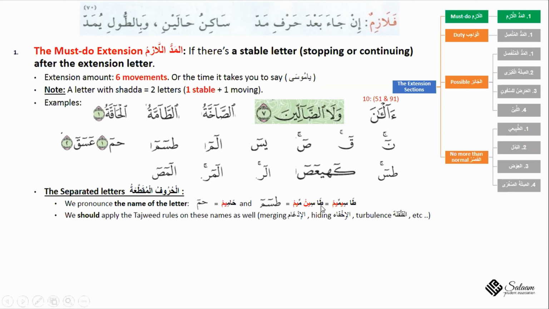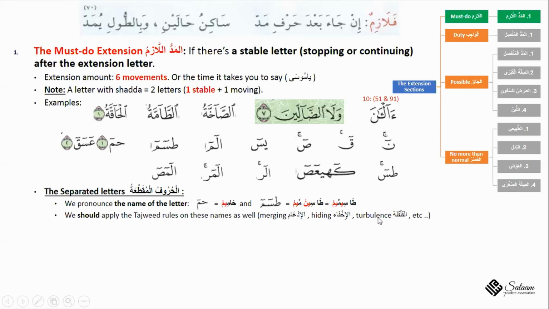So when I say Ta-Sim-Mim, what I did here, I found Noon Sakina and then Mim after. As you remember, Noon Sakina and then Mim after is called Idgham bi Ghunnah. It's called merging with tone. That's why it becomes this way. I completely ignore the Noon here and I say the Mim with tone. So it will be Ta-si-im-mim. So in these separated letters, we apply the Tajweed rules here.